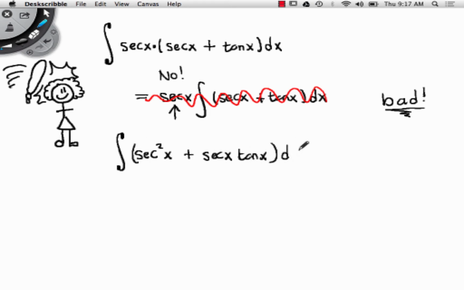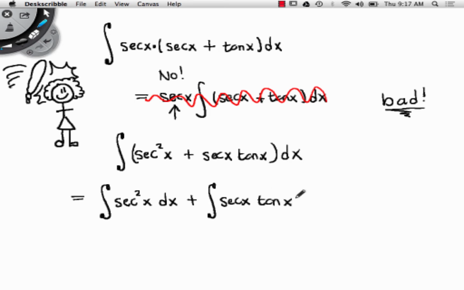And now we can separate them using the addition rule for integrals. So the integral of secant squared x dx plus the integral of secant of x tangent of x dx. Notice how I'm very careful here, Carrie, to make sure I always put a dx in every integral. I'm not always that careful, and if you see me make a mistake like that, you need to let me know, because I do sometimes skip that. But I need to make sure that I have a dx for every integral.